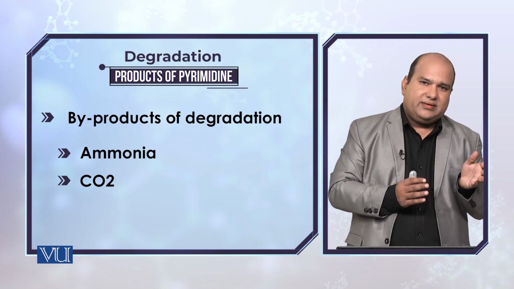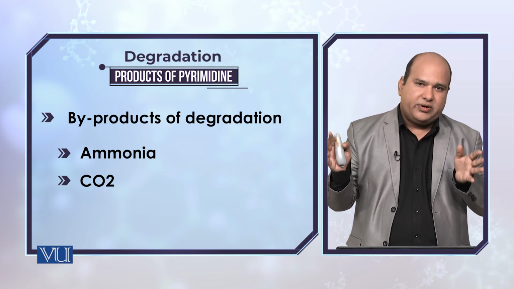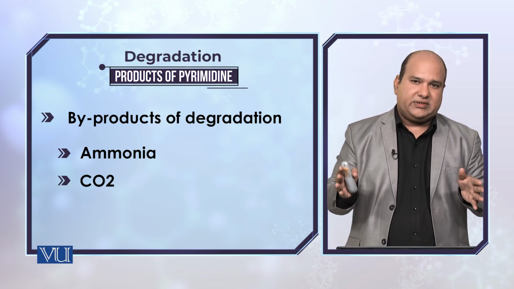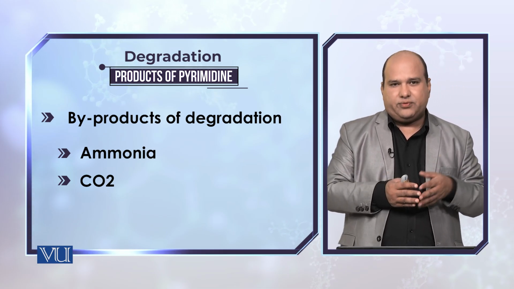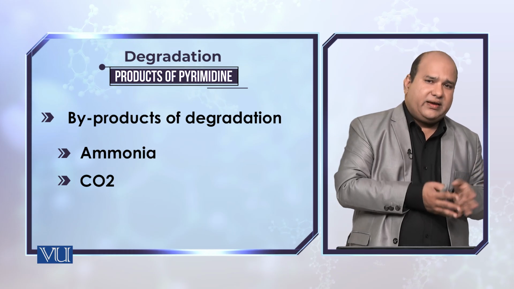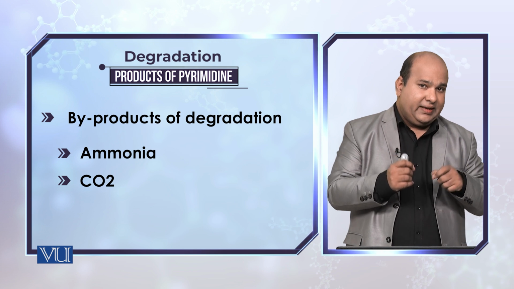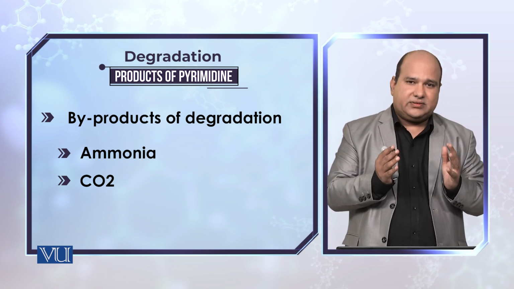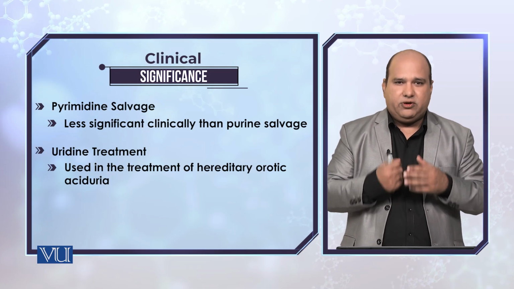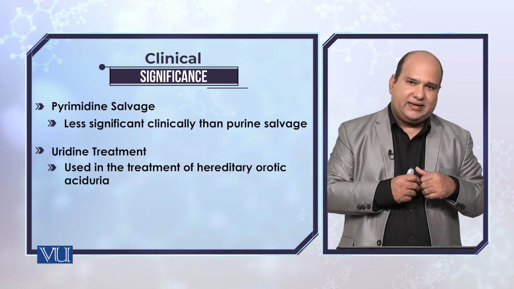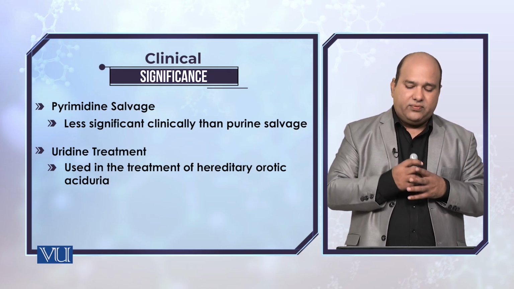Now, in the case of purines, you saw that one of the final products which has to be excreted through the kidneys was uric acid. Here it is ammonia and carbon dioxide, of course. You know the route of the carbon dioxide, and you have already studied how ammonia is excreted from the body. Ammonia, keep in mind, is highly toxic, but thankfully we have a very well-defined way of getting rid of ammonia in the form of the urea cycle. This ammonia becomes part of the urea cycle, and then it is excreted in the form of urea.